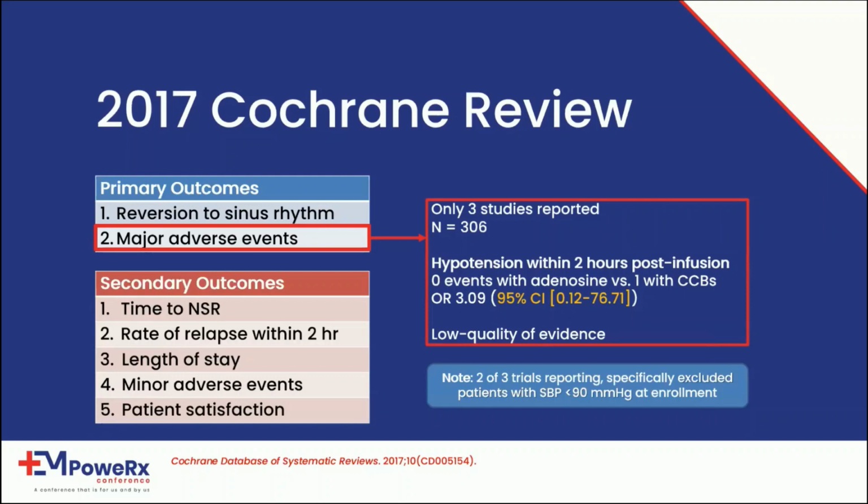In terms of major adverse events, where this was reported in only 3 studies, only 306 patients total for this meta-analysis, the reported hypotension within 2 hours post-infusion only occurred in 1 patient with calcium channel blockers. And again, the authors commented, obviously, this is a low quality of evidence between the 3 studies that reported. I will say that 2 of the 3 trials that reported had specifically excluded patients with a systolic of less than 90 at enrollment. I think we would probably deem those patients as hemodynamically unstable, although we don't have a set definition of that. But they were excluded, and so they chose, in that regard, patients that may have tolerated the calcium channel blockers better than expected.